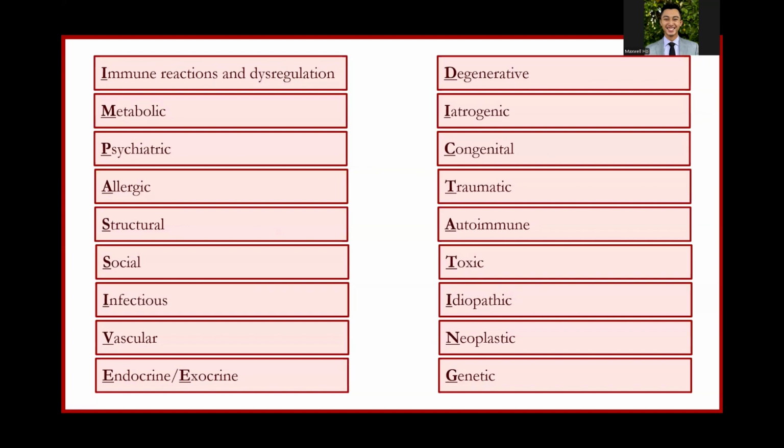In designing this mnemonic, we wanted to include additional pathophysiologies which we felt were underrepresented in other mnemonics, such as structural, social, genetic, and psychiatric causes of disease. We also wanted to make sure that each letter only stood for a single term. For example, the first A in IMPASSIVE stands only for allergic.